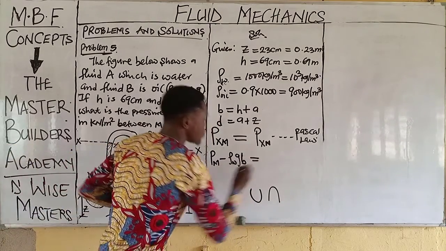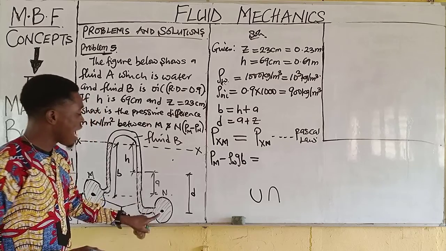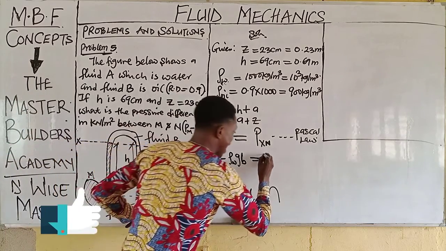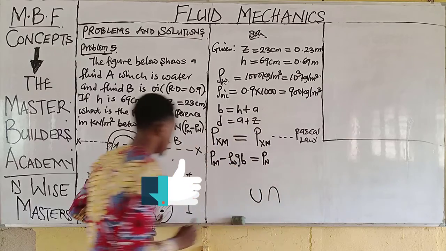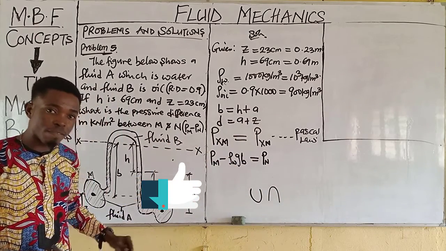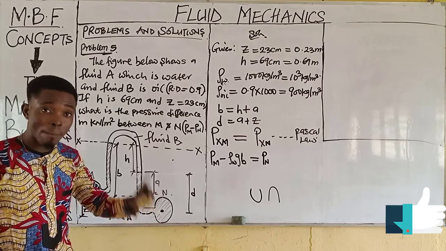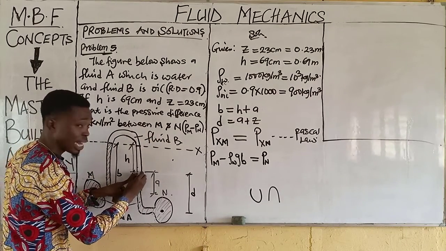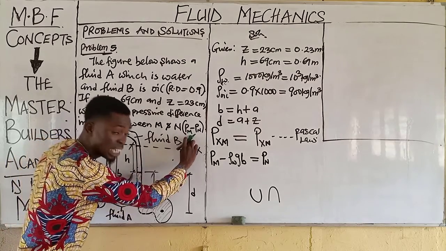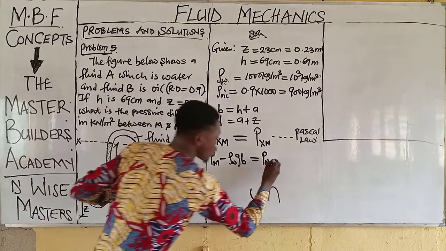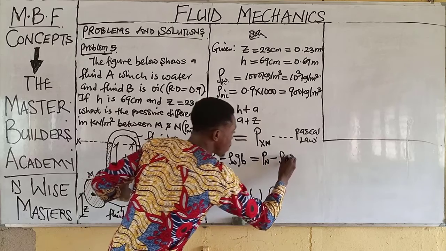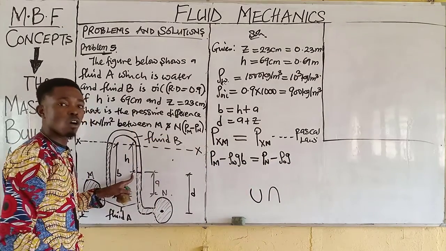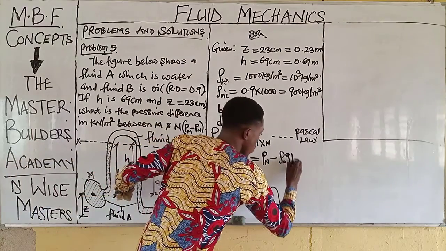Now, equal to, at the right end we have the pressure acting at this point, and that pressure is Pn. Now, all other pressures will be negative because this is an inverted U manometer. Therefore, I will come to this end. From here to this end is a material called fluid B, which is oil. So I will use the density of oil, multiplied by acceleration due to gravity, then multiplied by the depth of the oil, which is H.